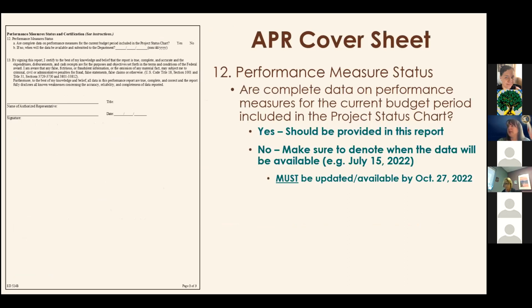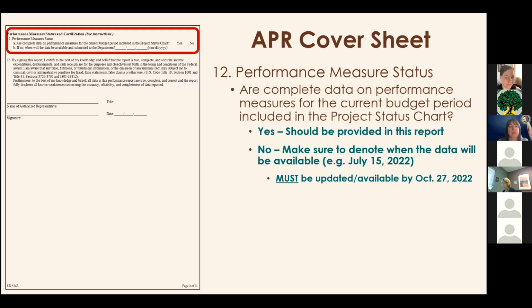Okay. Looking now at the back of the cover sheet, a couple important details to note here. First, we want to highlight item number 12. This is about your performance measure status. So it asks you for your annual performance report if you have all of your data available. This question asks about complete data for your performance measures. So for item number 12, you're going to click yes if all of the data for all of your measures in your annual performance report are currently available for reporting.